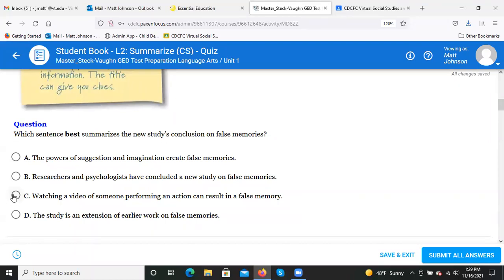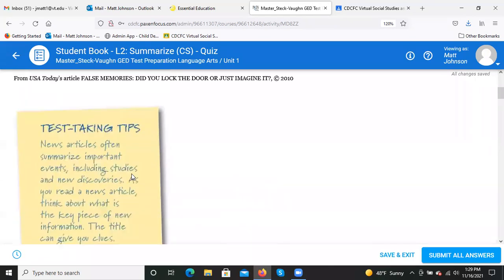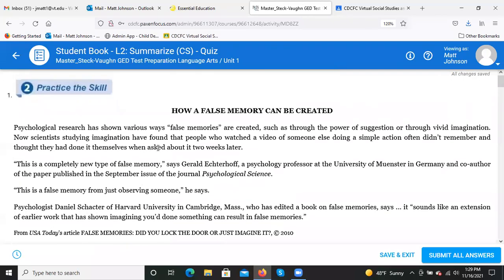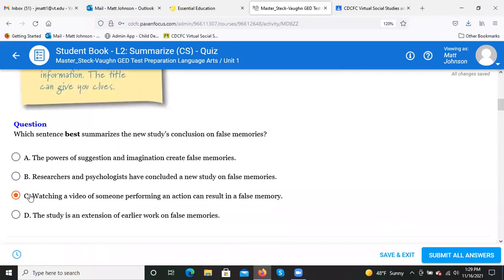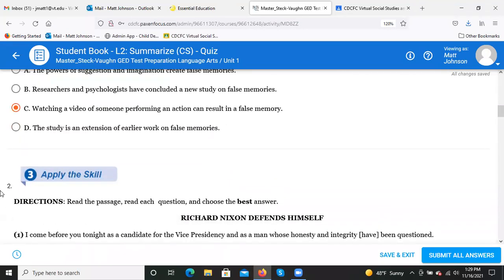It's C. Watching a video of someone performing. That's right. So they're not thinking about the whole idea of false memory. What they're looking for is the video, right? That was the research that was performed. So that's the study. C.